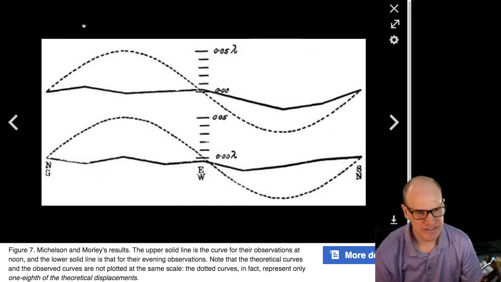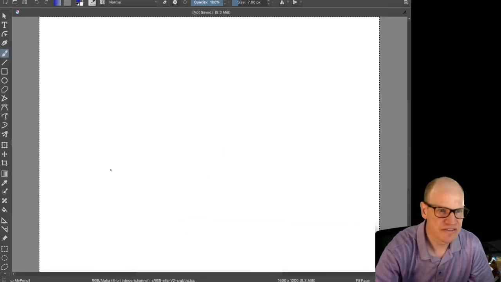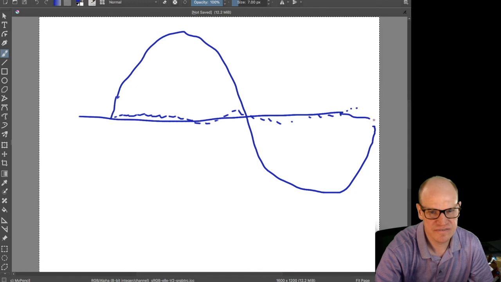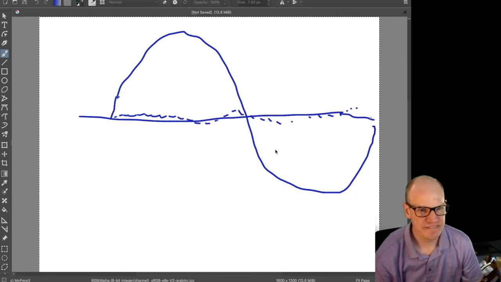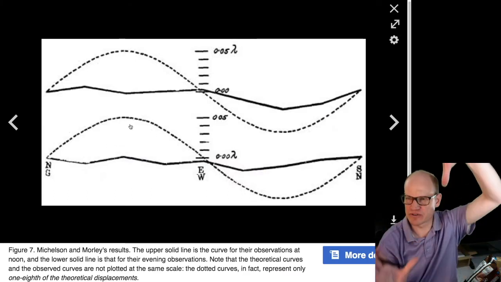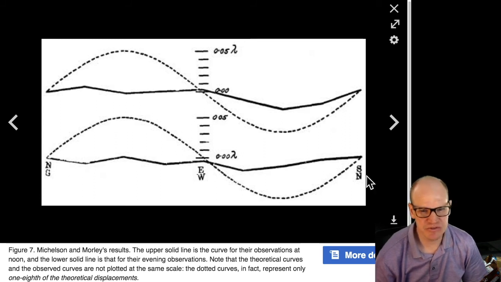So to actually plot this on the same scale, it would look like this. They would say, here is the curve that we predict from the ether theory, and instead what we're measuring is something that looks like this. Okay, so that is what's shown here. These should be 8 times bigger. Those theoretical curves should be 8 times larger in amplitude. And then it has north-south, east-west, north-south. So as they rotate through, they see no change.